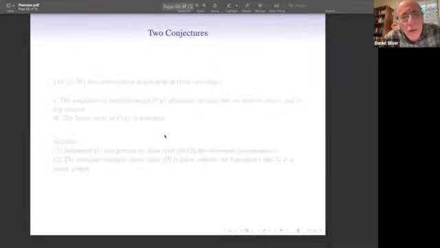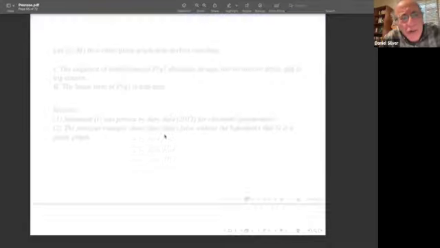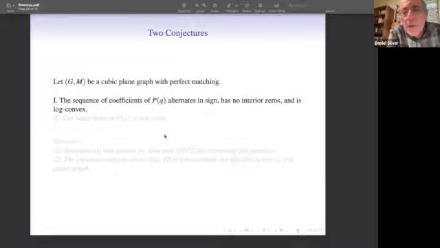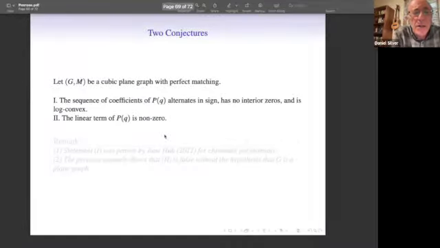And I want to conclude with a couple of conjectures. Here they are. Let G,M be a cubic plane graph with perfect matching. The sequence of coefficients of P alternate in sign. P is an alternating polynomial, has no interior zeros, by which I mean you're not going to see some coefficient of 0 in the middle. So it's what you'd mean by alternating sign polynomial. And the coefficients are log convex. Also, the second conjecture is that the linear term of P is non-zero. This is for plane graphs.